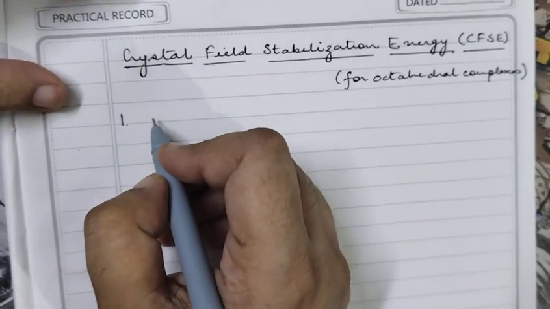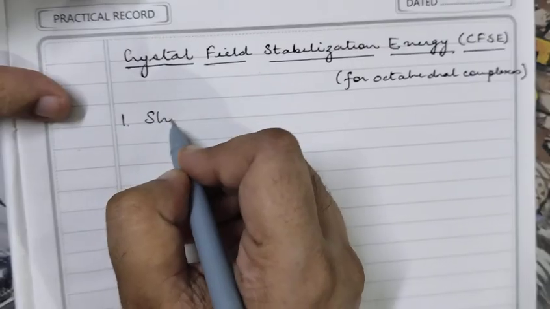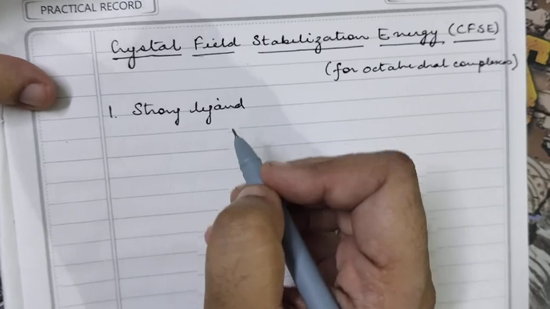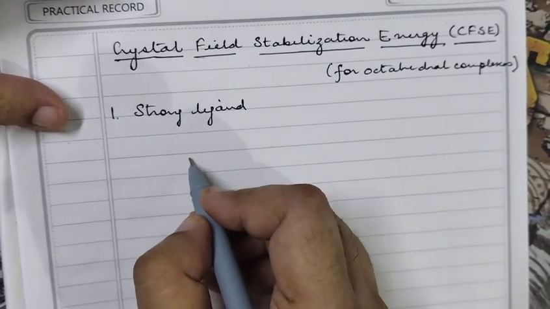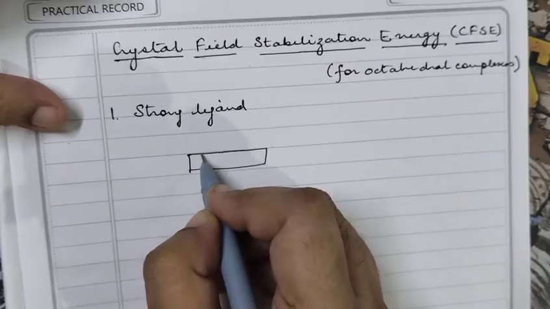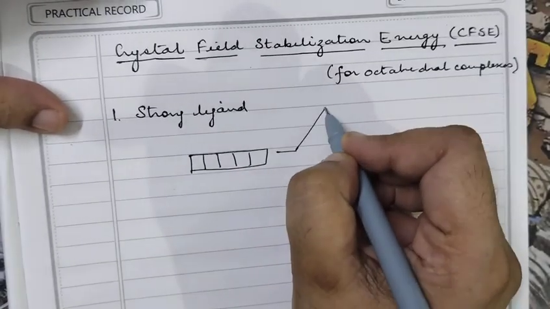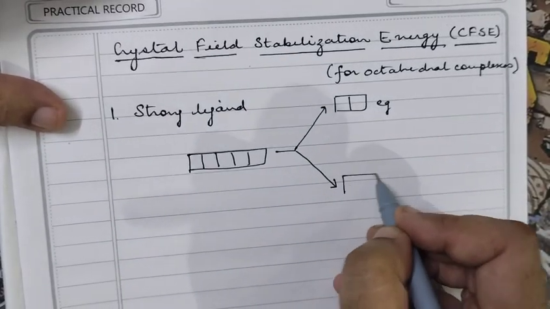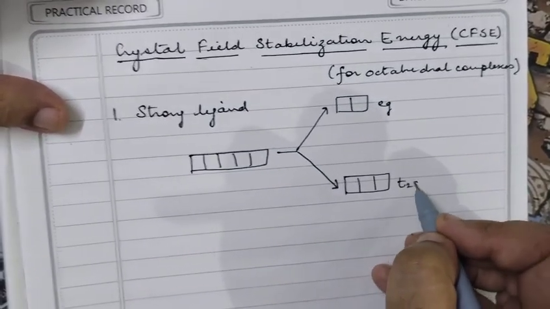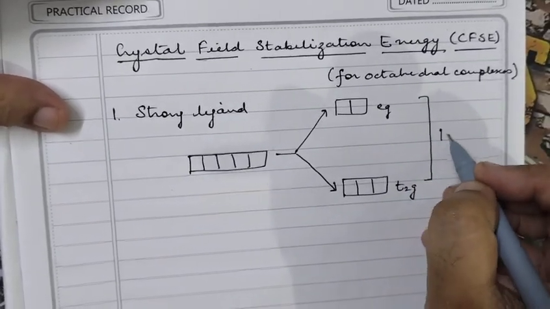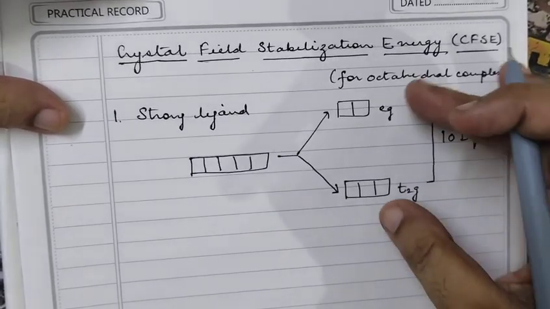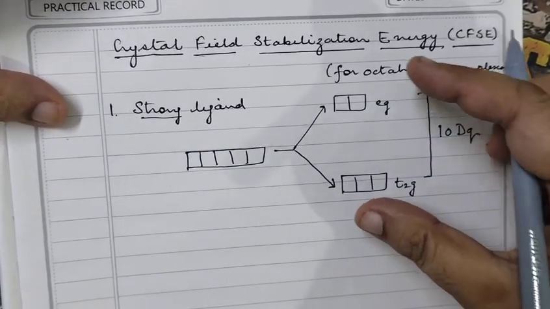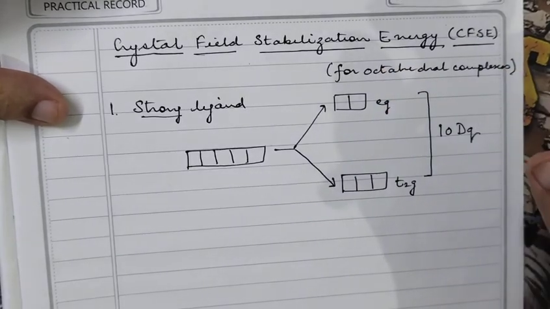First, we will see that if the complex is formed by a strong ligand. Now, in the previous video, we saw that if the ligand is strong, then crystal field splitting is more. That is, the gap between T2G and EG is very high. And we know that this energy gap is arbitrarily taken to be 10 dq. So this splitting is more when the ligand is strong, and when the ligand is weak, then these orbitals are closer, that is, the energy gap is less.